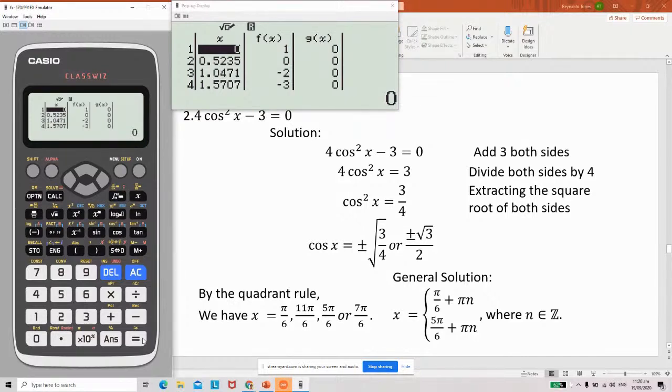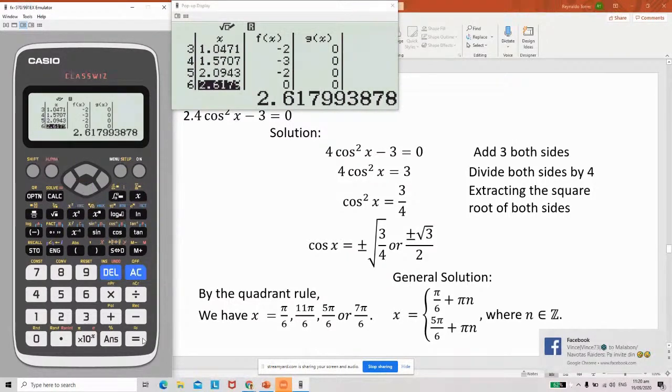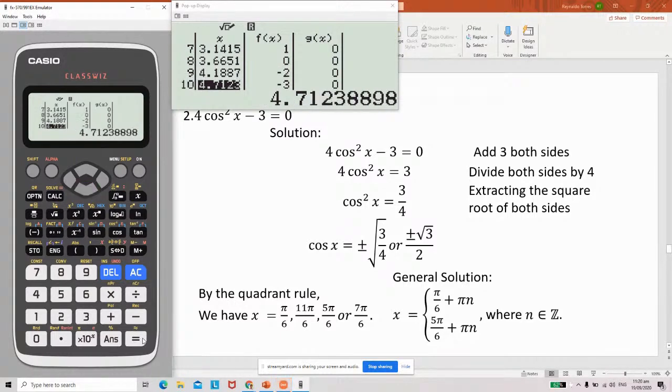So, 0. So, this is pi over 6. Okay. Parehas sa 0. Pi over 6, 2 pi over 6, 3 pi over 6, 4 pi over 6, 5 pi over 6. Parehas 0. 6 pi over 6, 7 pi over 6. Equal again. 8 pi over 6, 9 pi over 6, 10 pi over 6, 11 pi over 6. So, equal ulit siya, no? So, yun siya. General solution.